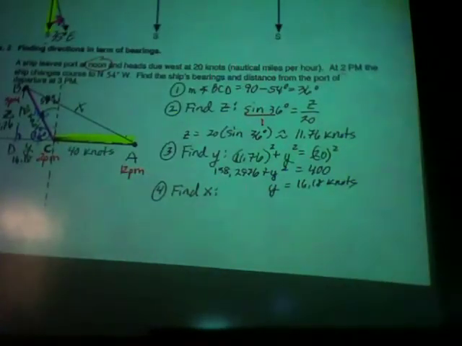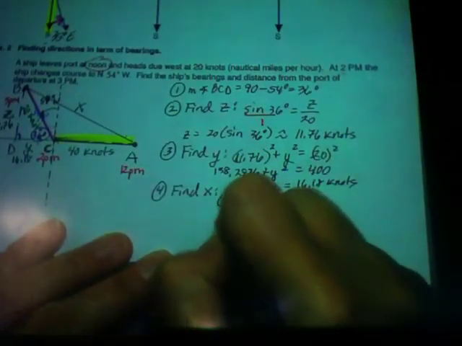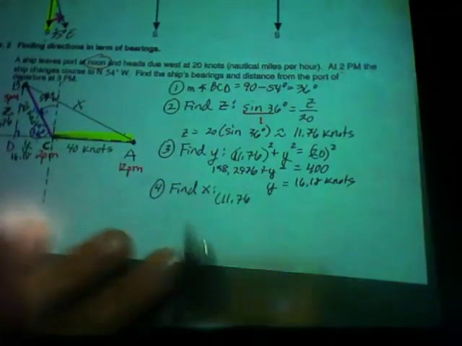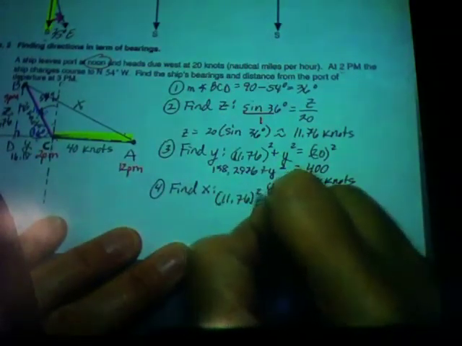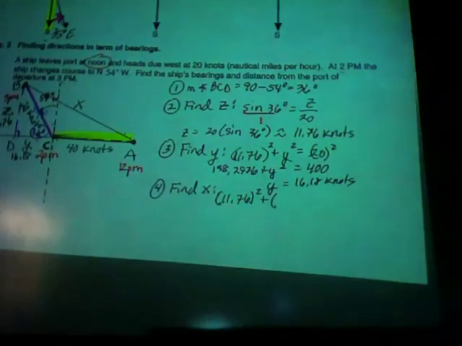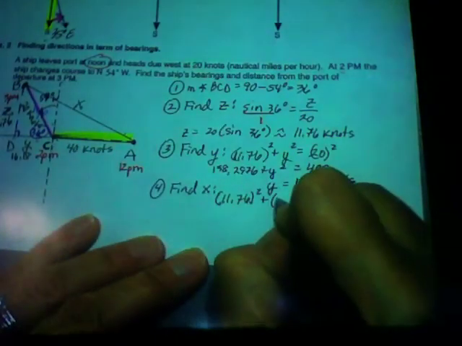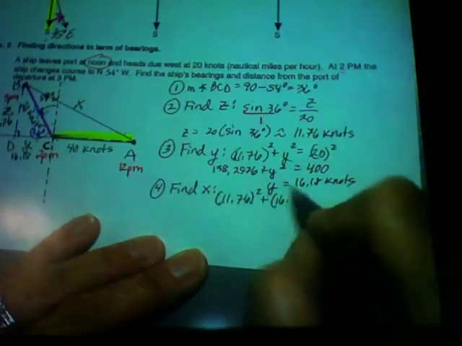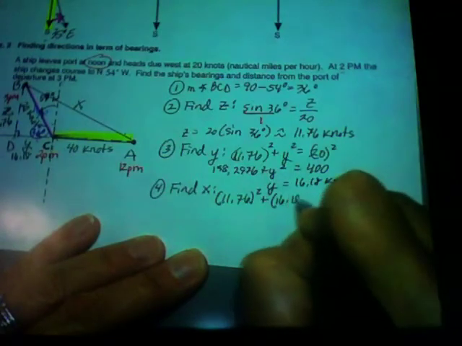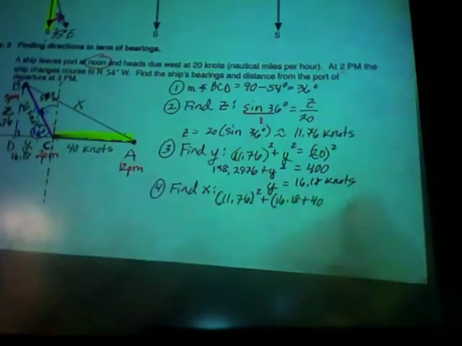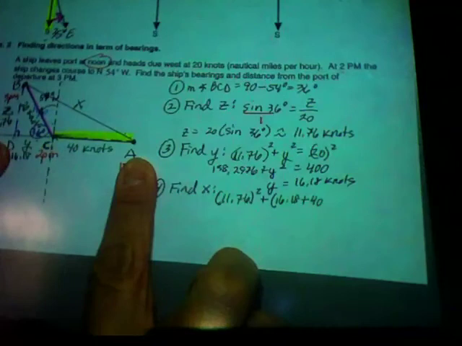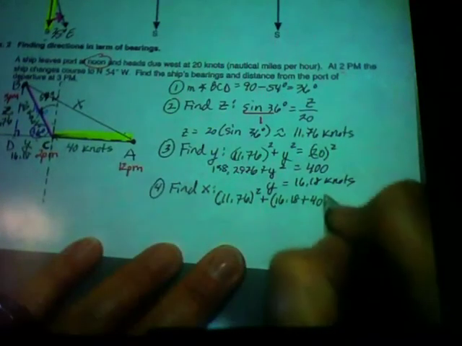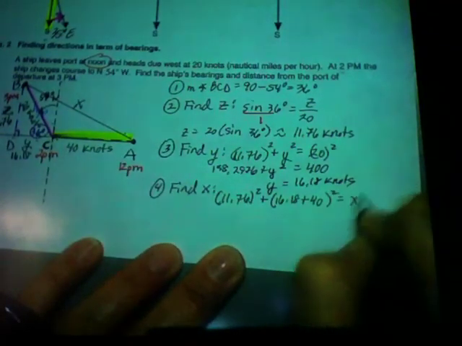So we are going to take the 11.76 square, which we already know what that is. Take the y, not the y, sorry. Well, the y plus the 40, right? So the 16.18 plus the 40. I want that whole distance. And we're going to square that and set it equal to x squared.